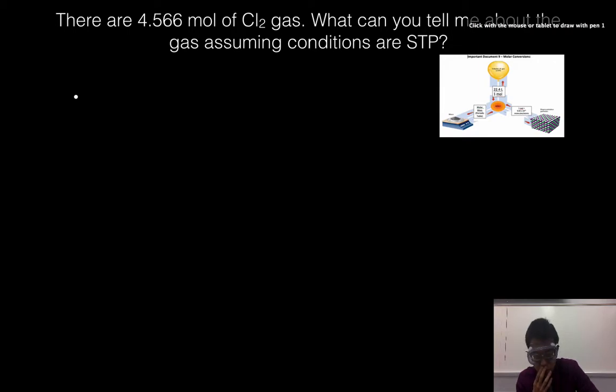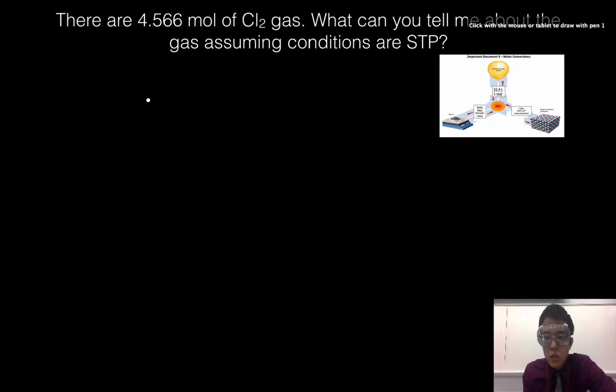So let's see. There are 4.566 moles of Cl2 gas, for example, possibly in a balloon like this. What I want to know is, what can you tell me about the gas, assuming conditions are STP? This is just asking what other quantities I can tell you if I know there are 4.566 moles of this gas. We have this nice sheet here, and we can see that we can go from moles to the mass, or the moles to the volume, and the moles to the atoms. So there are many places we can go, and we just want to make sure we're able to do those things.